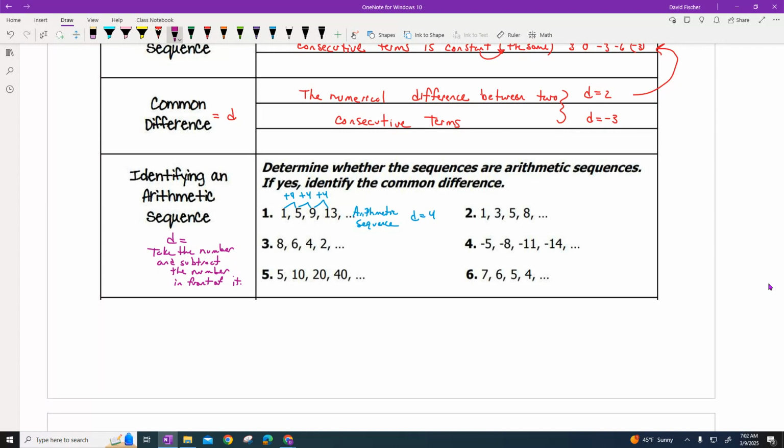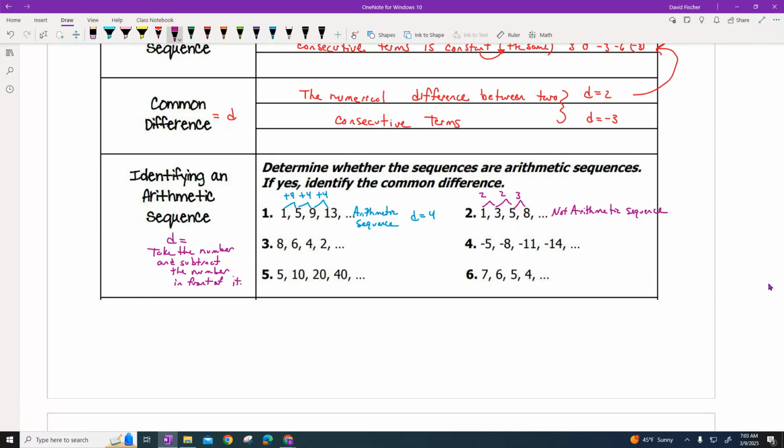Okay? So if I took 3 minus 1, that would be a common difference of 2. 5 minus 3 is 2. 8 minus 5 is 3. So this is not an arithmetic sequence.